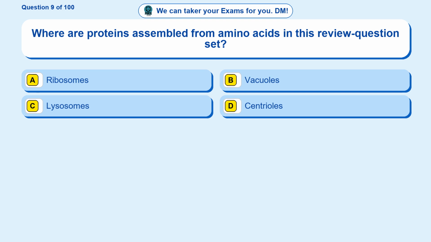Question 9. Where are proteins assembled from amino acids in this review question set? Option A, ribosomes. Option B, vacuoles. Option C, lysosomes. Option D, centrioles. The correct answer is option A. Ribosomes.